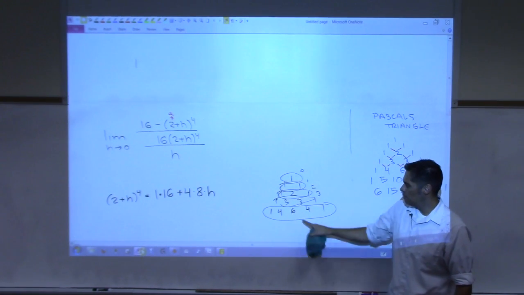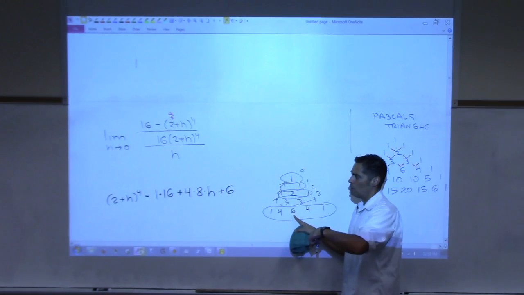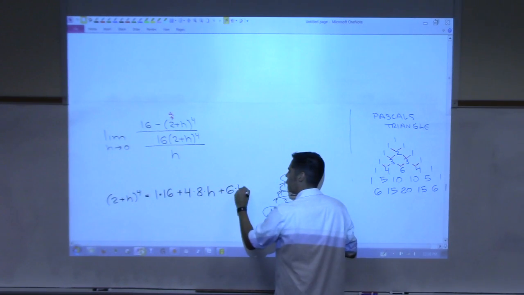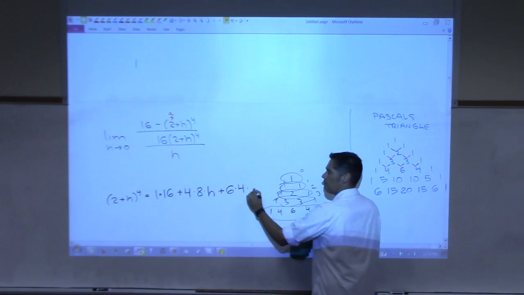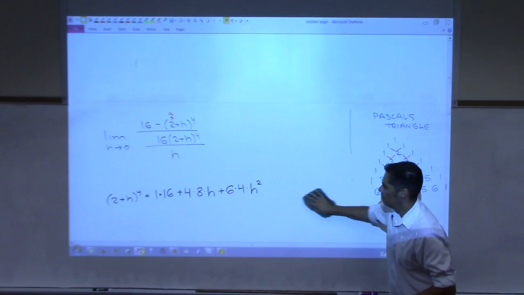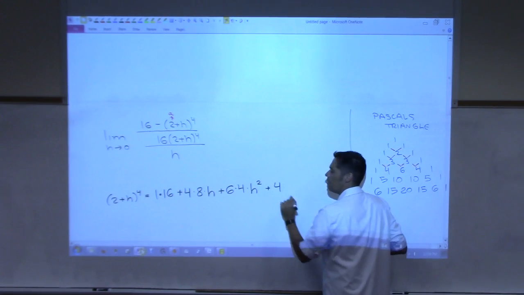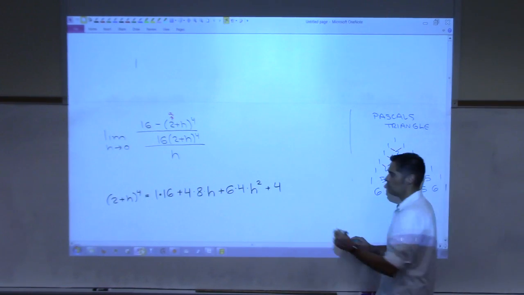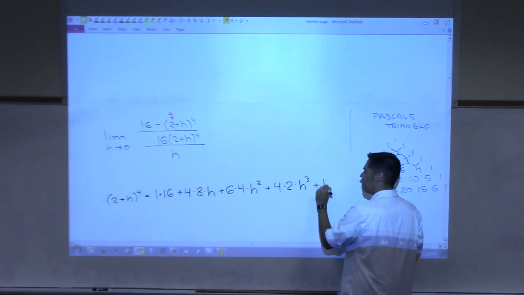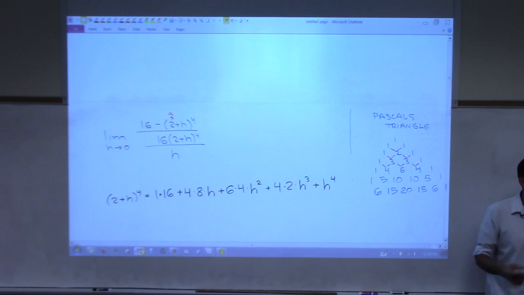Next one. Plus 6. Power on a comes down. So where are we? 4. a squared, 2 squared, 4. Power on h comes up, h squared. Plus 4a, a is 2, times the power on h comes up, h cubed. And then the last one, h to the fourth. To me, that's easier than multiplying it out by hand.